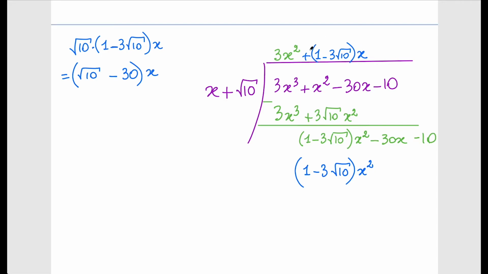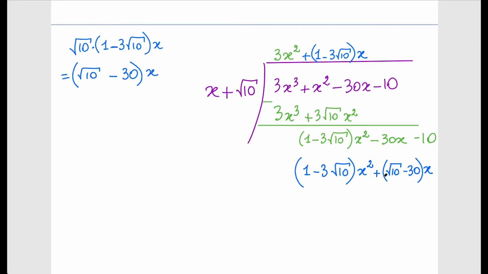So we needed this when we multiplied this by square root of 10, and I'm gonna just copy it. So it's plus square root of 10 minus 30x. I cannot simplify it any further. It is what it is. Square root of 10 is an irrational number, so I cannot subtract. I can subtract 30, but I don't know exactly what square root of 10 is, right?